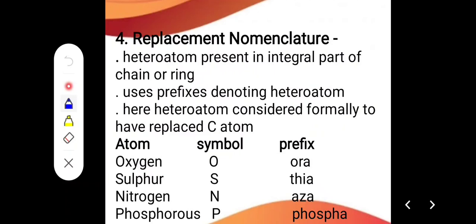Replacement nomenclature: a heteroatom is present as an integral part of the chain or ring, like for example pyrrole. These are compounds in which the heteroatom is present by replacement of carbon and hydrogen atoms, and prefixes denoting the heteroatom are used. For oxygen we use oxa, for sulfur we use thia, for nitrogen we use aza, and for phosphorus we use phospha.